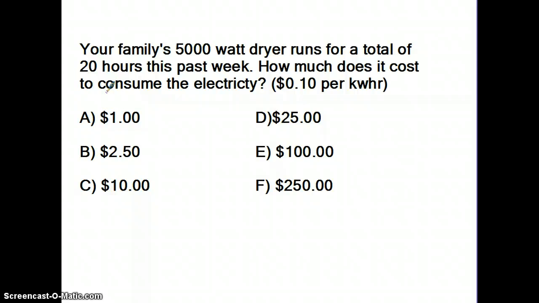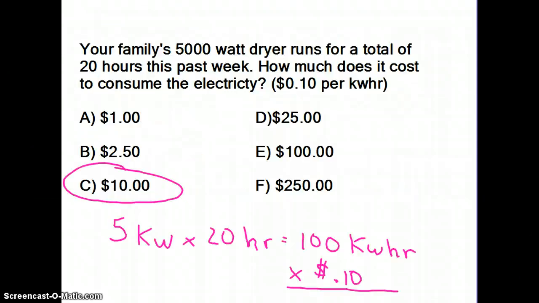Here's a cost problem. A 5,000 watt dryer running for 20 hours. How much would it cost to consume the electricity? Let's make the assumption that the rate is 10 cents per kilowatt hour. The correct answer here is $10, because the dryer would operate at 5 kilowatts for 20 hours. Multiply those, we get 100 kilowatt hours of energy multiplied by 10 cents, which leads to $10.